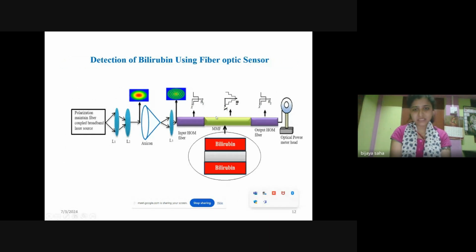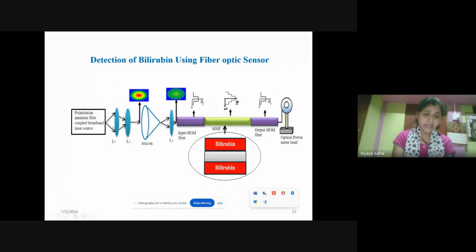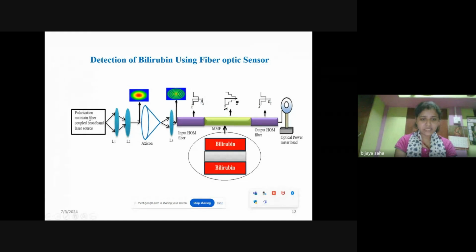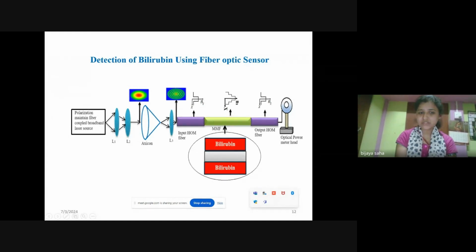Now proceed to my schematic diagram. Here, at first, a polarization maintaining fiber coupled broadband laser source is used as a source, which is collimated by using lenses L1 and L2. After that, it is propagated through this hexagon whose apex angle is 140 degree. Then, at the other end of this hexagon, a zeroth order Bessel-Gauss beam is generated. After that, it is propagated through my sensing scheme. Here, two higher order mode fibers are coupled to this multimode fiber. Here, after removing the cladding of this multimode fiber, we have used bilirubin as a sensing layer.